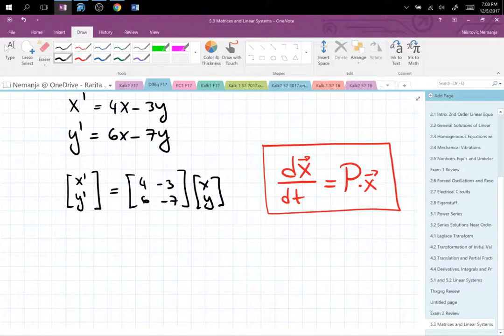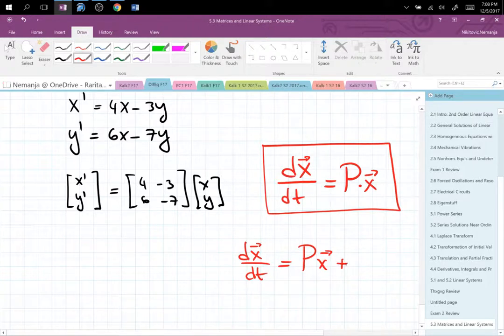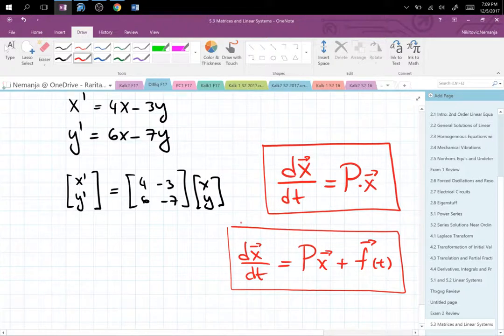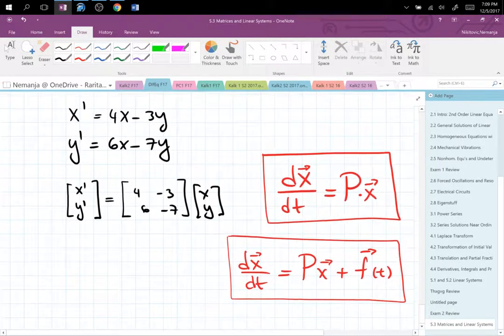Now, the general case of this equation is dx prime over dt is P x plus some function of t, which is also a column vector.